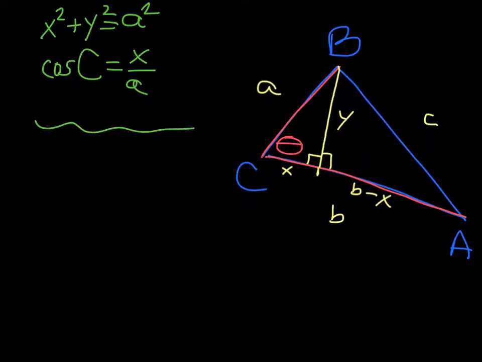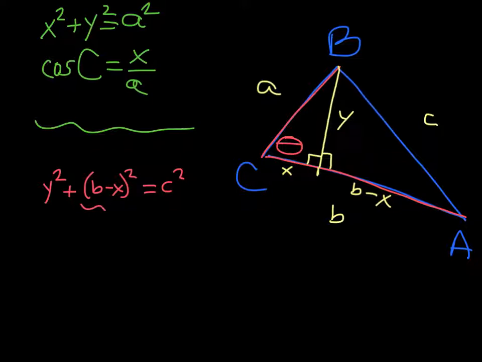And then in the other triangle, it's kind of the same thing, but it looks a little bit more complicated. I know that I've got y squared plus b minus x, the quantity squared, and that's got to equal c squared. Okay, so to start this off, we're just going to do some math. We're going to simplify stuff.